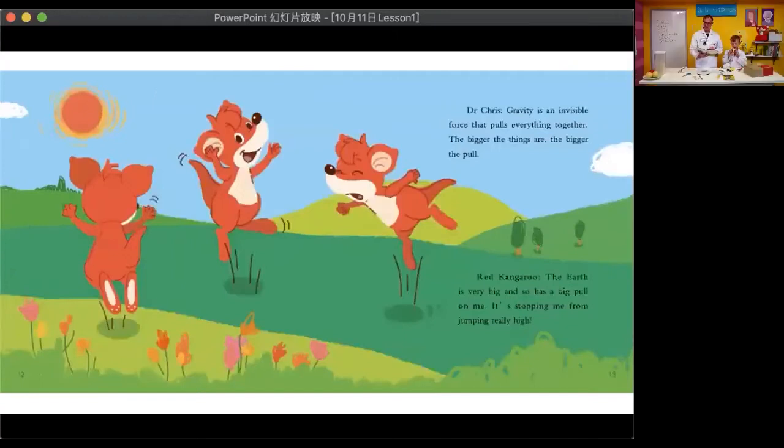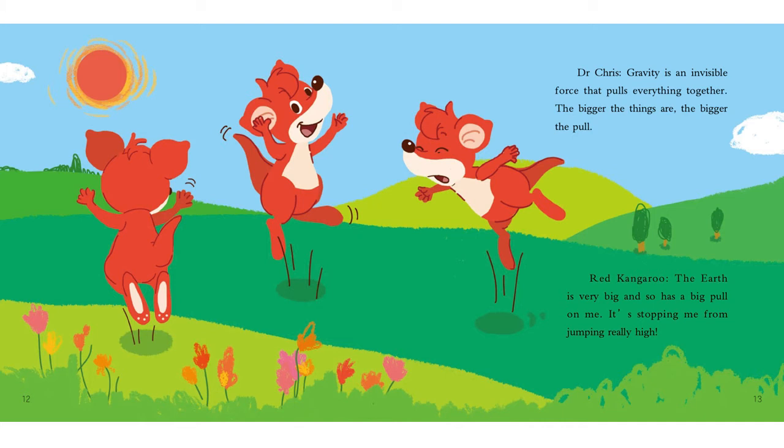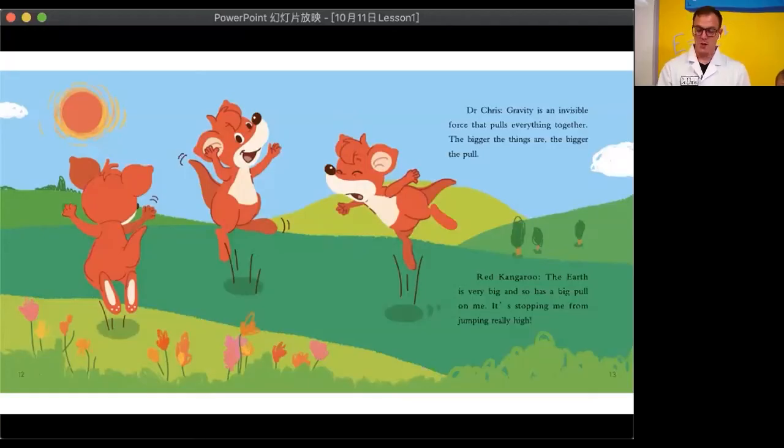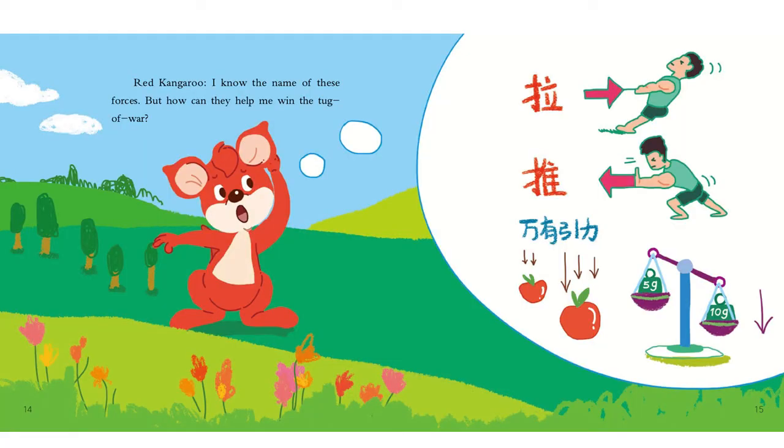Okay. Dr. Chris says, gravity is an invisible force that pulls everything together. The bigger things are, the bigger the pull. Red Kangaroo is right. And he says the Earth is very big. So big that it's stopping him from jumping really high. So there's a force of gravity between every two objects, but the Earth is so big that it's really the only force of gravity that we can feel. I can't feel the force of gravity between myself and Maxwell, even though there is a force of gravity between us.